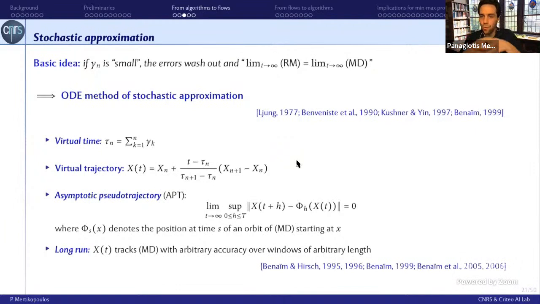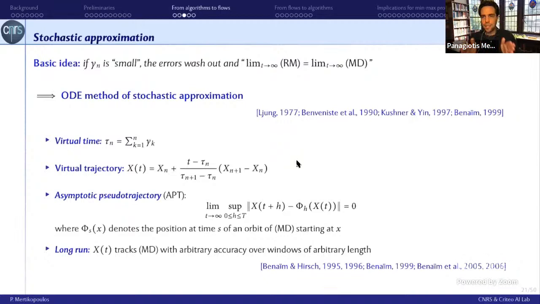Yes? What is the capital T in the supremum, or is it a typo? No, it is not a typo. This big T is the window of arbitrary length. So this definition should be interpreted in the sense that this limit is zero for any window length. So just to explain again, you look at the maximum difference.